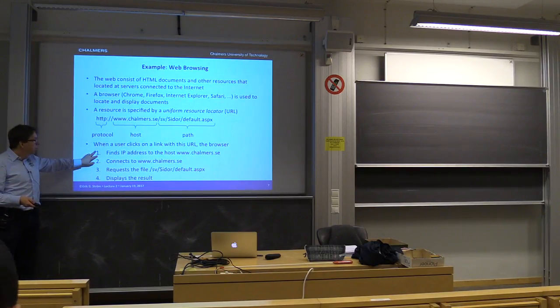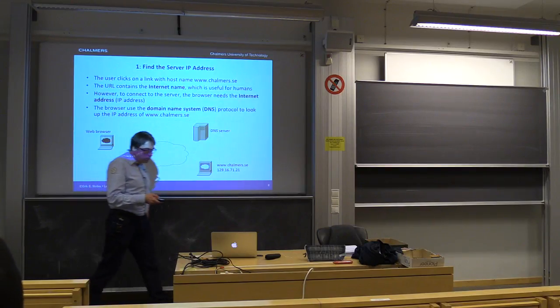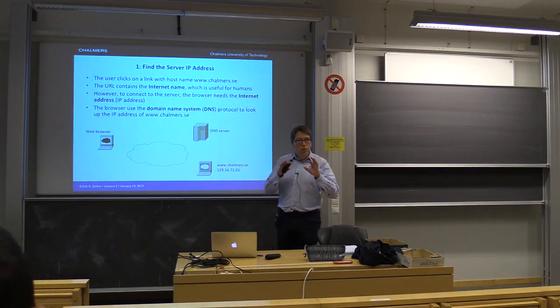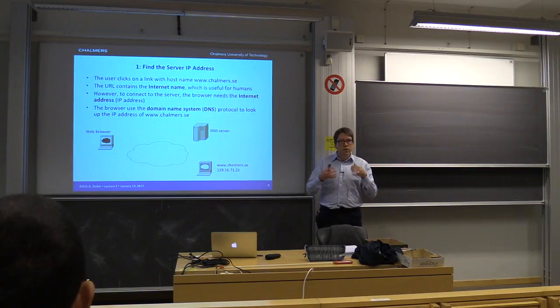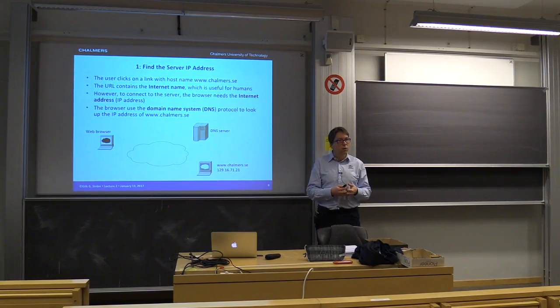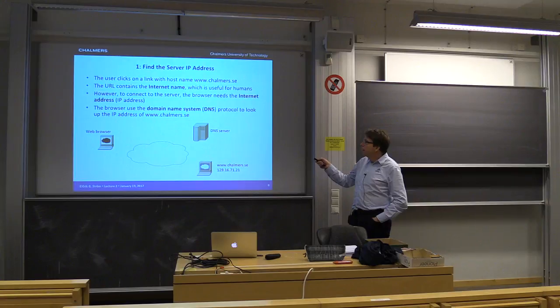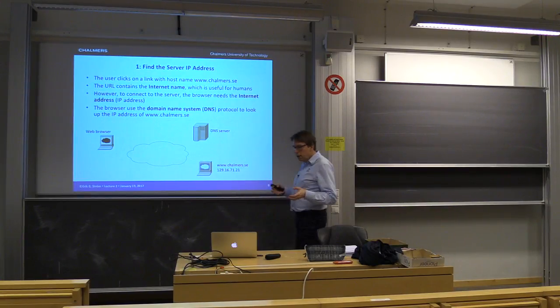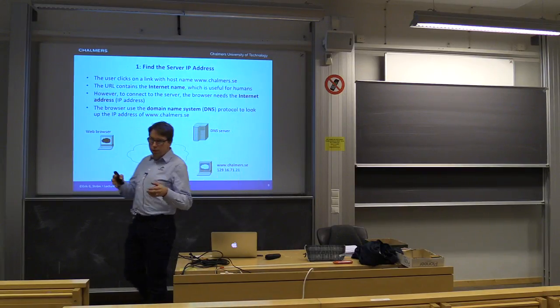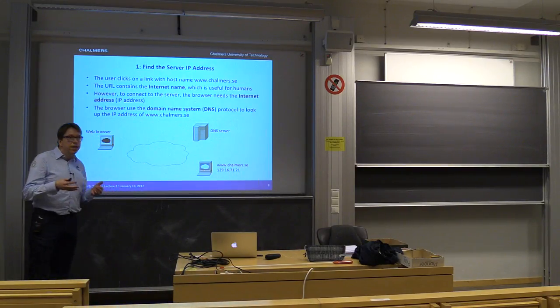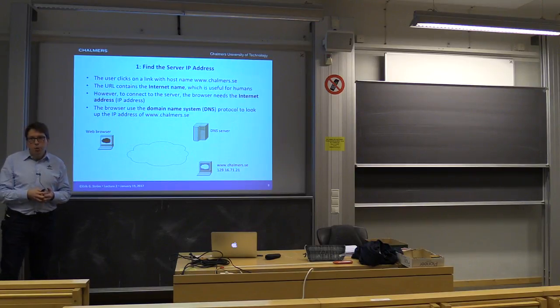Right? So number one, find the IP address. And the thing is that computers, hosts that are connected to the internet, can be found by addressing them by their IP address, so internet protocol address. So when the user clicks on the link here, www.chalmers.se, that name, www.chalmers.se, is the internet name of the server.